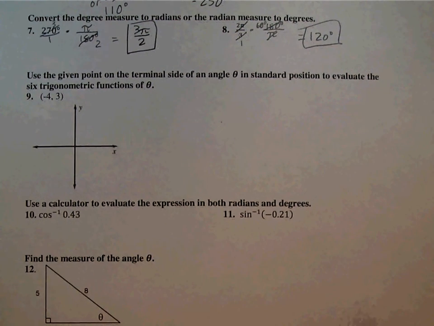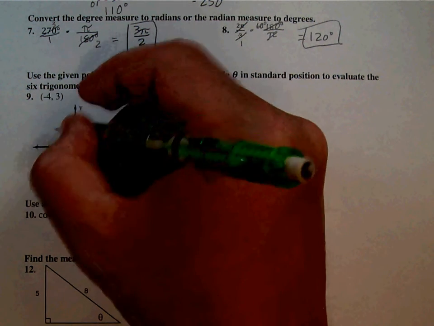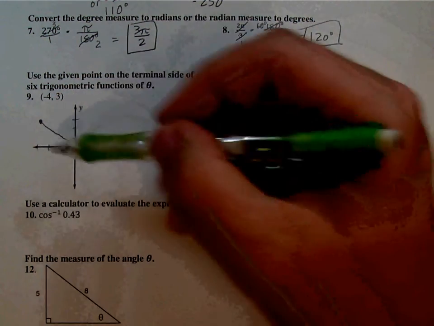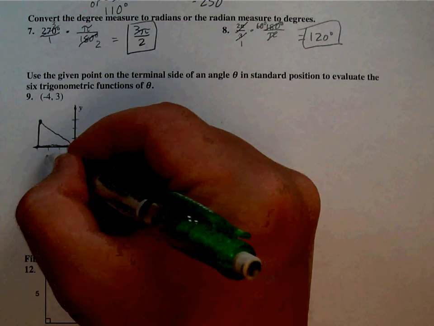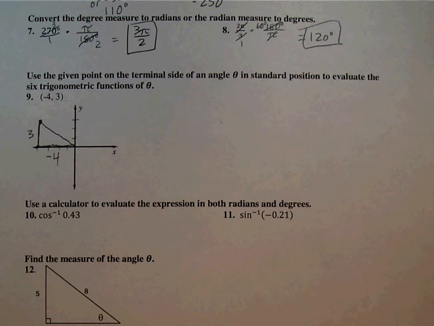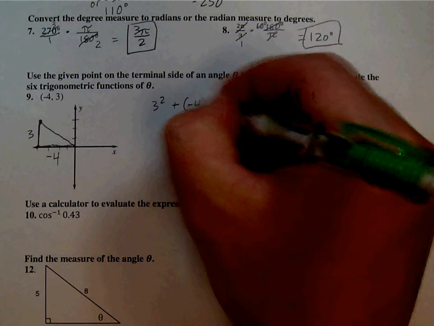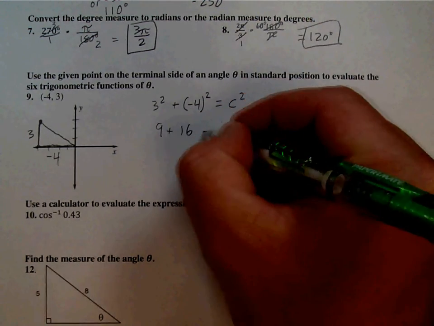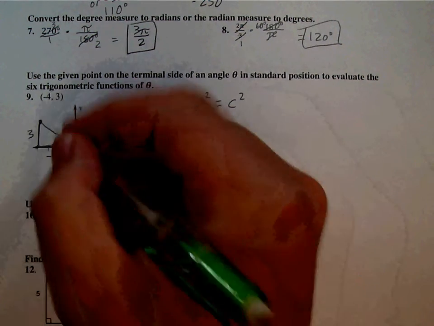Number 9, let's plot this point. -4, up 3. I'm going to connect it to the origin, and I'm going to make a right triangle. So the right triangle should always be made with the x-axis. So we went 4 to the left, so I'll call the x-axis -4. I went up 3, so I'll call the vertical part 3. If you do Pythagorean theorem with those, put -4 in parentheses because we don't want to forget about the negative sign. 9 plus 16 is 25. So C is 5. That would be the hypotenuse.